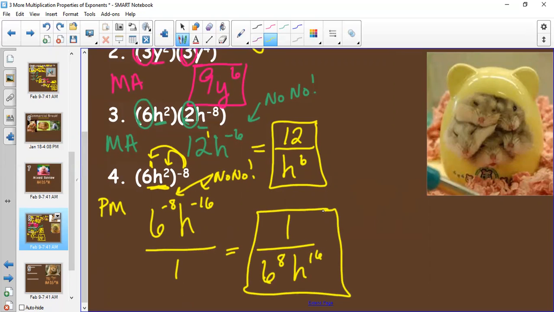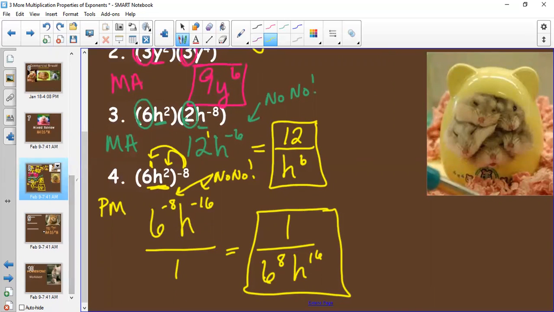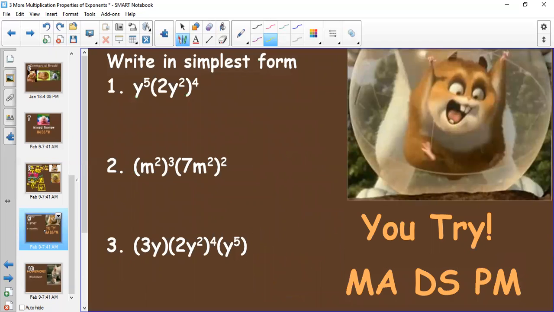All right, so on some of the homework tonight is to just decide which one you are using. And then here is the toughest part of the homework, when I have both MA and PM in the same problem.